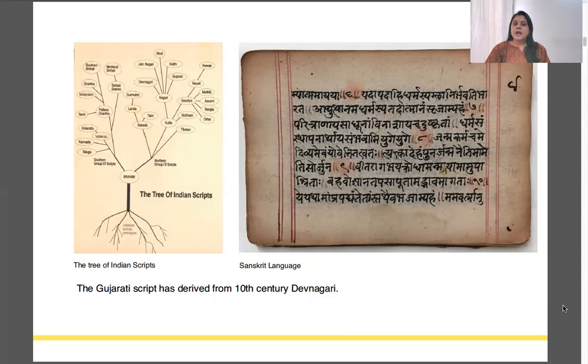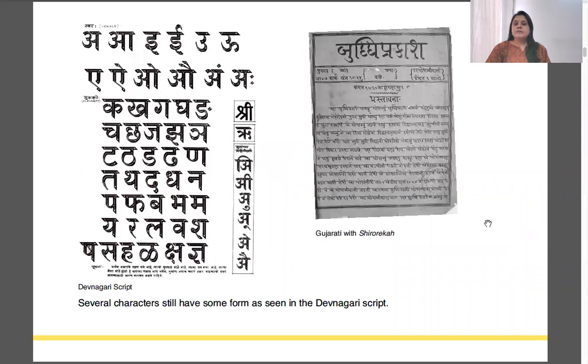Gujarati script has derived from 10th century Devanagari. As you are seeing, these are 10th century Devanagari script. Several characters still have some form as seen in the Devanagari script. This is Devanagari script and this is Old Gujarati with Shirorekha.